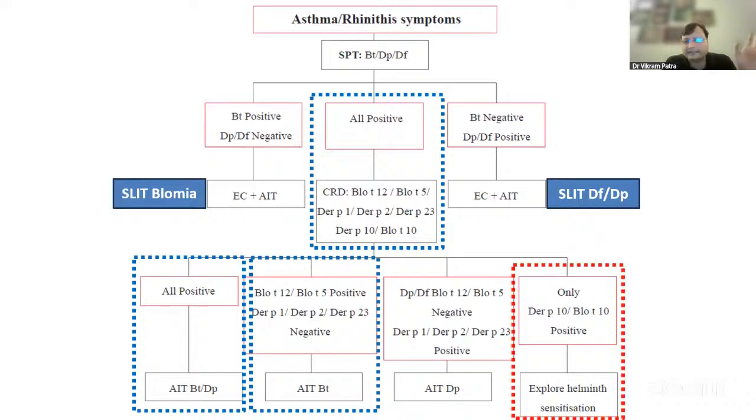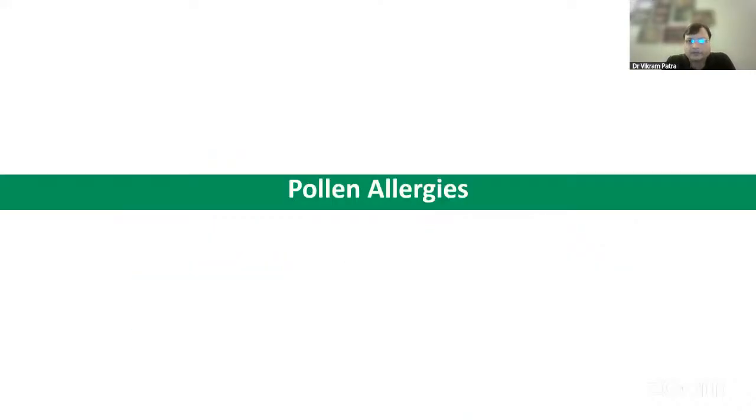The next is only DERP 10, Blomia has come positive. Then you should think of cross sensitization and explore Ascaris sensitization, and maybe sensitization through shrimp and other things. Now, this was about the dust mites, which is very common in our day-to-day practice. Now, let's move to the pollen allergies, which is more complicated.